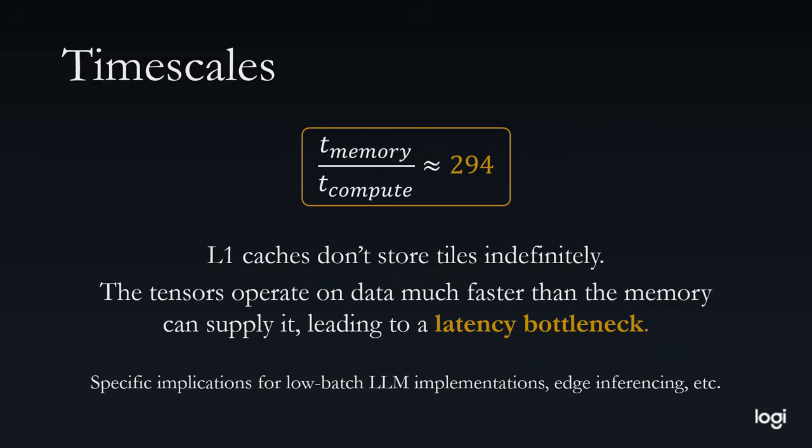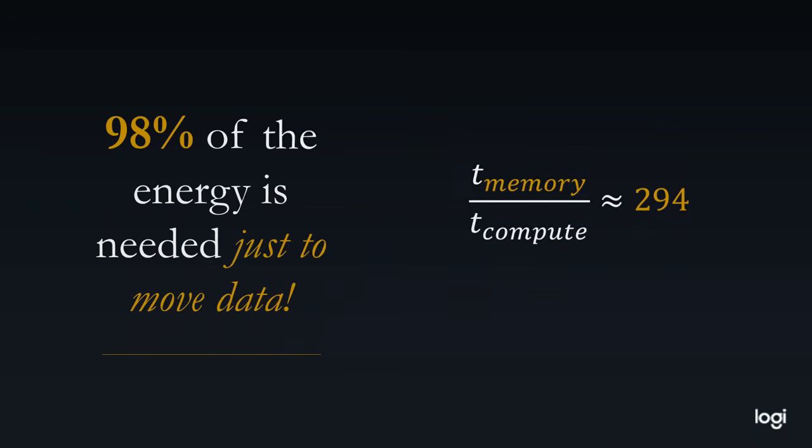Right? So let's put this together with the earlier number that we had. 98% of the energy is just needed to move data. And there is also a latency aspect: the time taken to move data into the memory is almost 300 times more than the time taken to compute. Again, ballpark figures, order of magnitude numbers, but it tells you that we have an efficiency problem. We have an energy efficiency problem, and we have a time efficiency problem, right? And this is what scientists are working to solve. This is what industry is working towards solving.